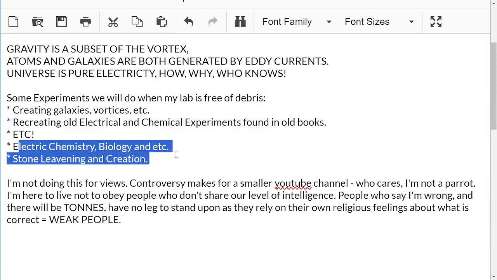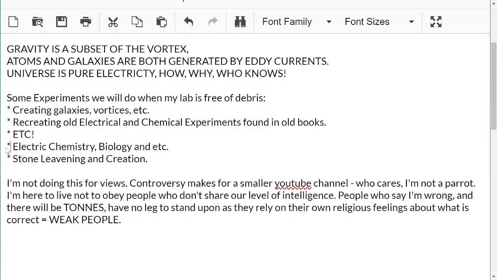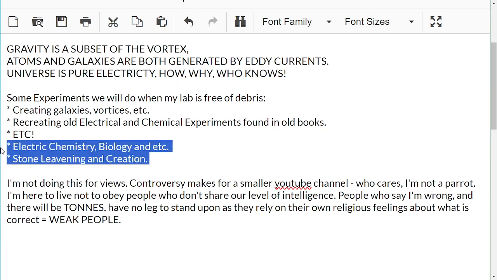Electrochemistry, biology, etc. Stone leavening and creation. We will, because I've sort of come up with this stone leavening theory. I don't think the geopolymerists have thought of that one. I'm not sure if they have or not, because they also want to keep it. Not all of them. Some of them want to keep it under wraps.